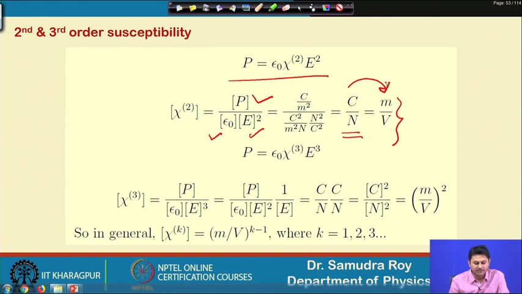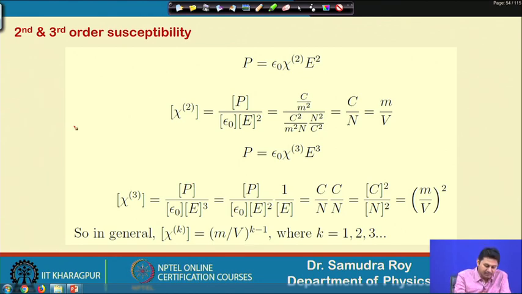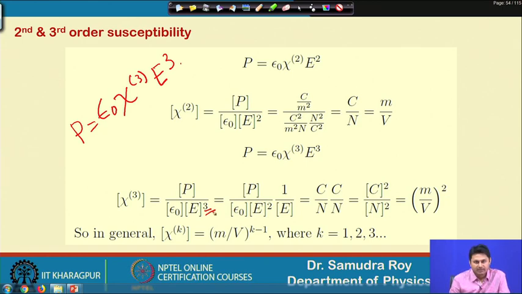So, after figuring out the dimension of the second order susceptibility, now we go to the next order susceptibility, that means the third order susceptibility. The procedure is exactly the same. So, if I now put the third order susceptibility, my equation is simply P is equal to epsilon 0 chi 3 and then E cube. The equation is exactly the same, the only thing is that in the previous case it was E square, now it should be E cube, other things are almost the same.